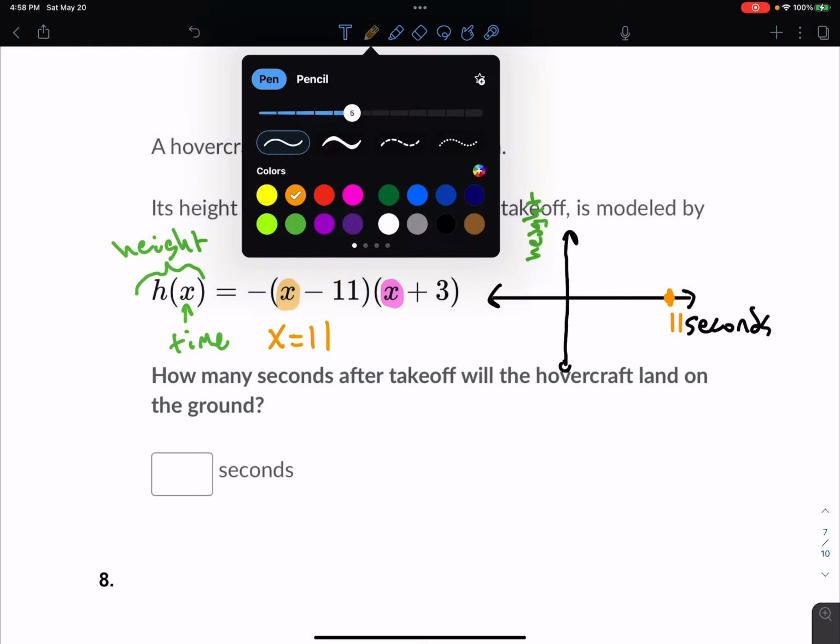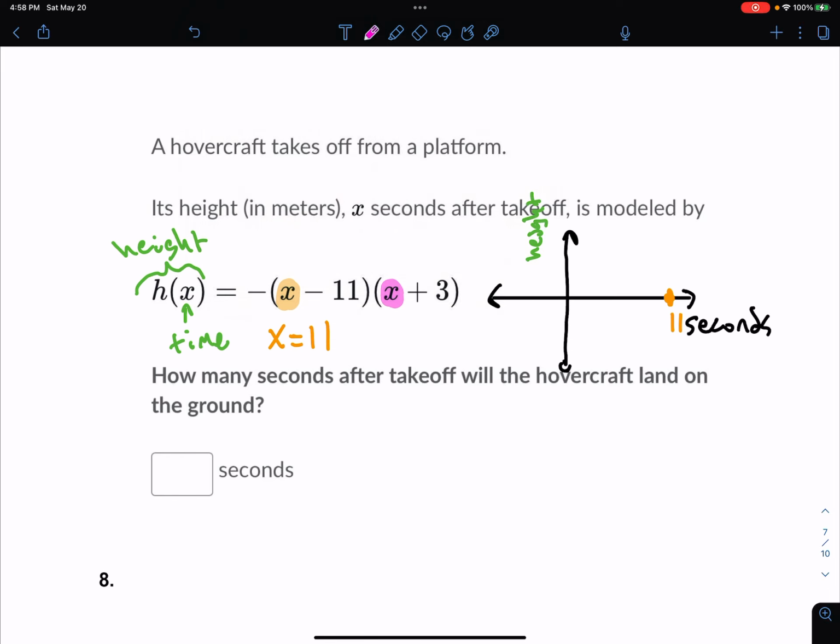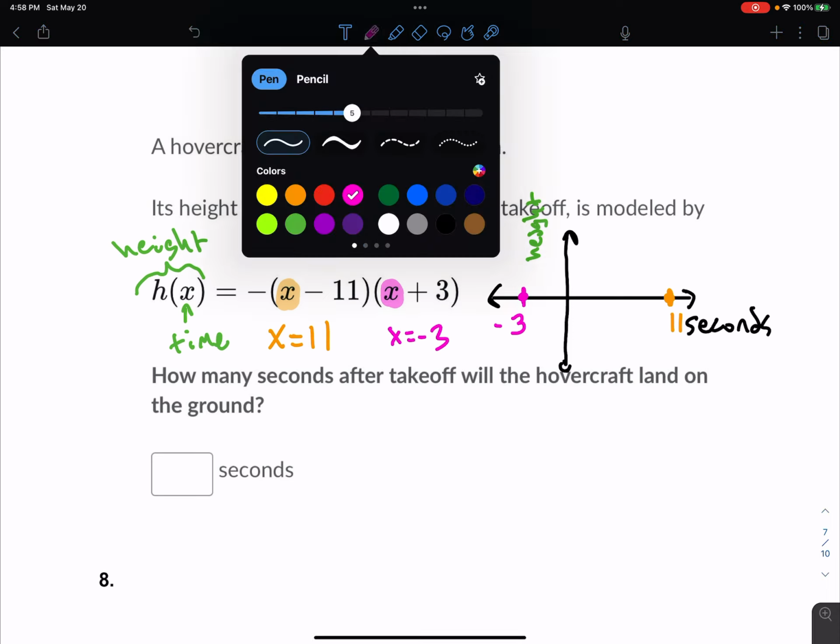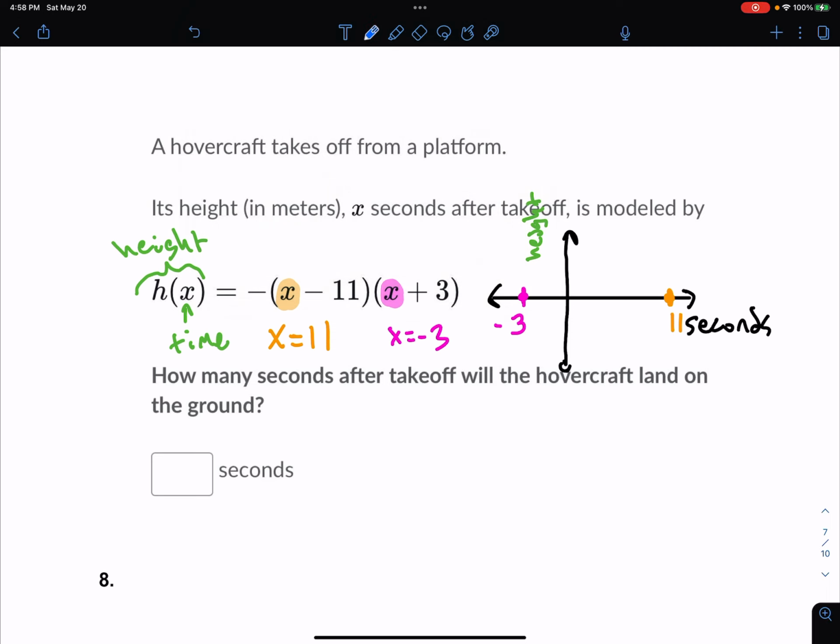And the pink x is -3. We could plot that over here. We don't really need this part on this particular question. But if we were to graph this thing, check it out, my hovercraft. It doesn't take off till 0, okay? Really, the -3 doesn't really apply to anything in this other than when you're trying to figure out the vertex.